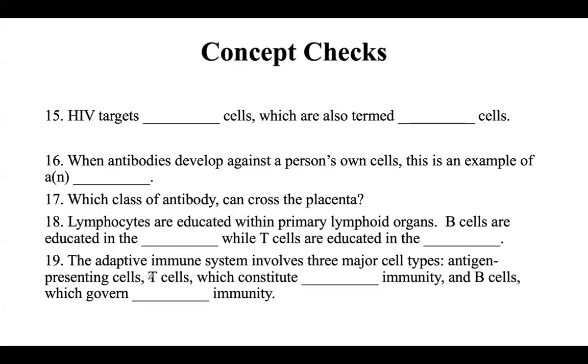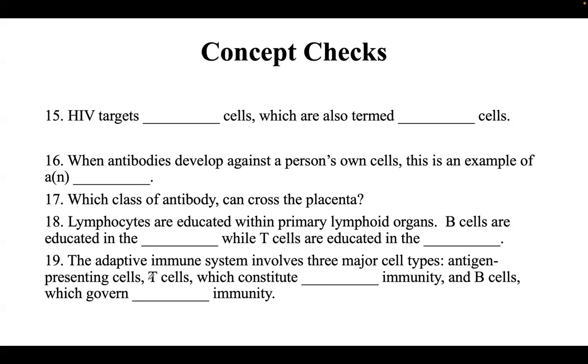All right. Last couple of concept checks, and there are some case studies and other practice work which we will do on Monday. Let's quickly finish these. So HIV targets what kind of cells? Yes, CD4 cells, or helper T cells. So CD4 cells, which finally become the helper T cells.